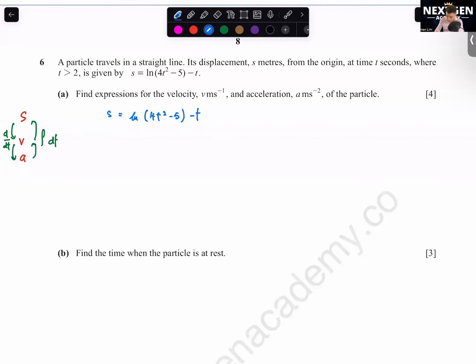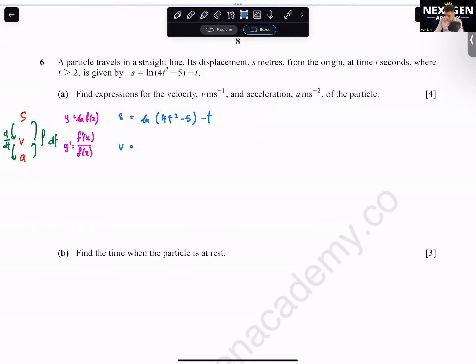We are going to find v first. We're going to differentiate s. How do we differentiate this? 4t squared minus 5. When we get ln f(x), it will be f prime x over f(x). This is your y prime, just in case anyone doesn't know. If you've got ln f(x), you differentiate it, put it on top, and the bottom remains. So for 4t squared minus 5, you'll get 8t over 4t squared minus 5. Then t will be minus 1. Everyone clear? This one is purely formula only.